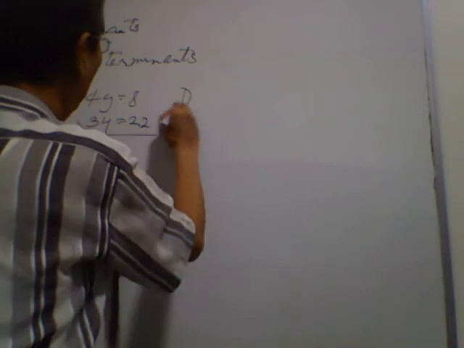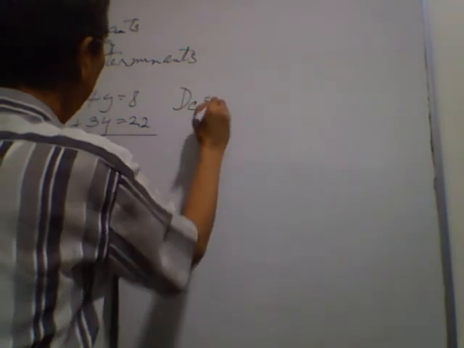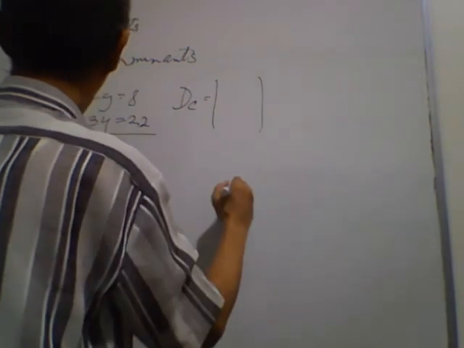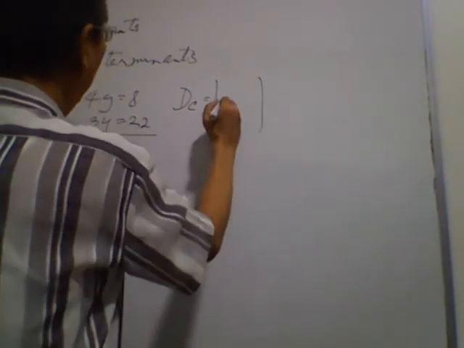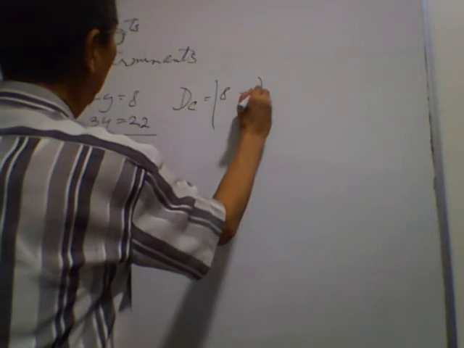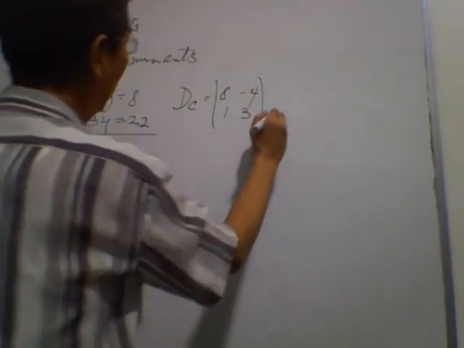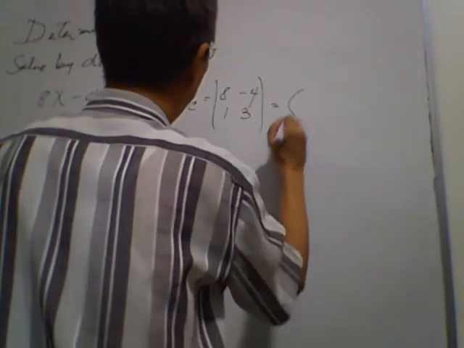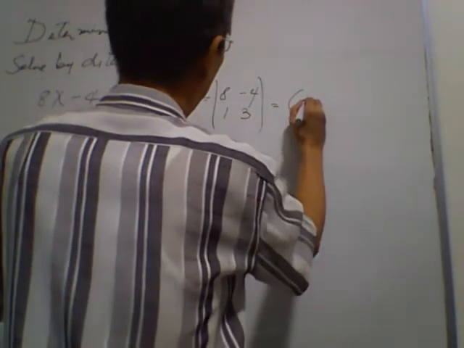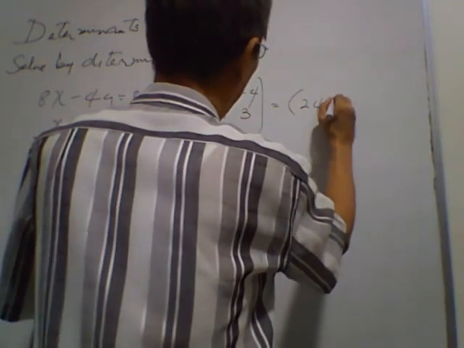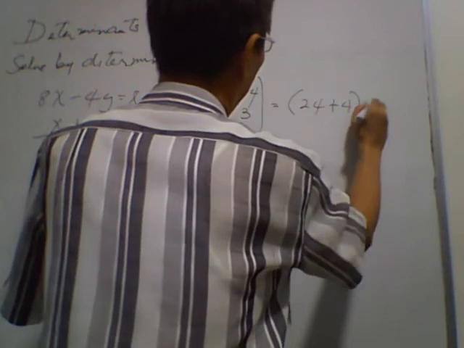So for dc, the matrix will be 8 and negative 4, and 1 and 3. So that will be equal to 24 minus negative 4, which is plus 4. So that is equal to 28.